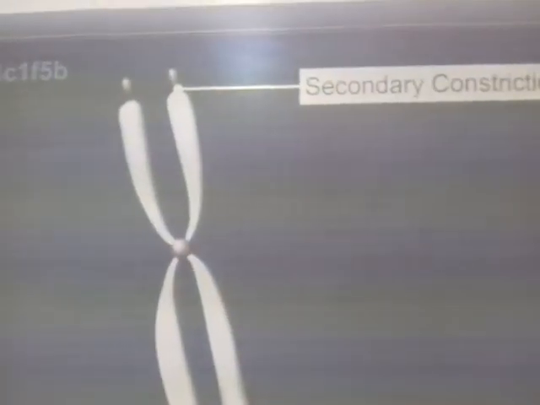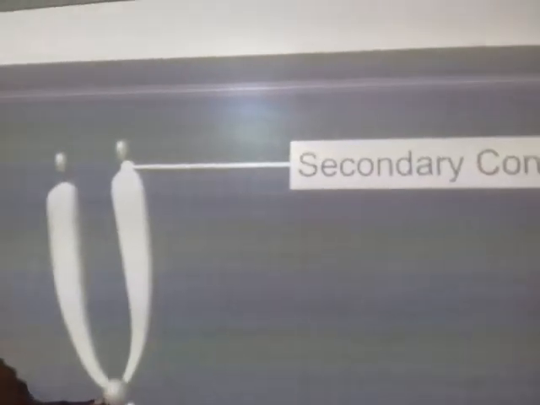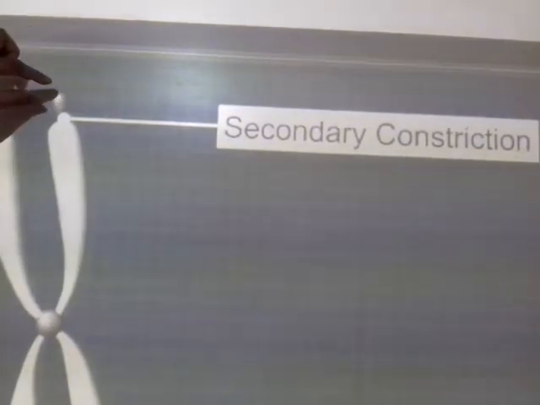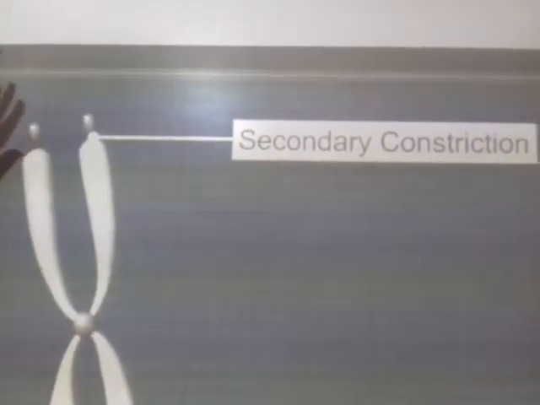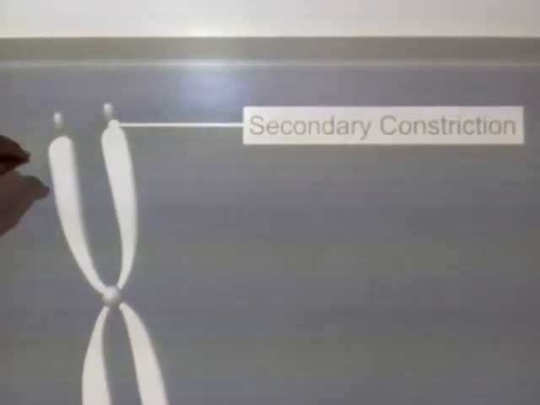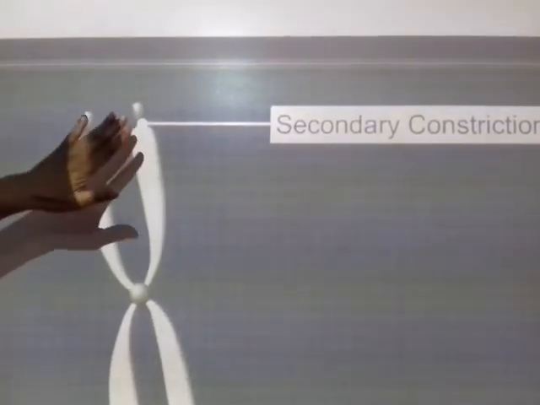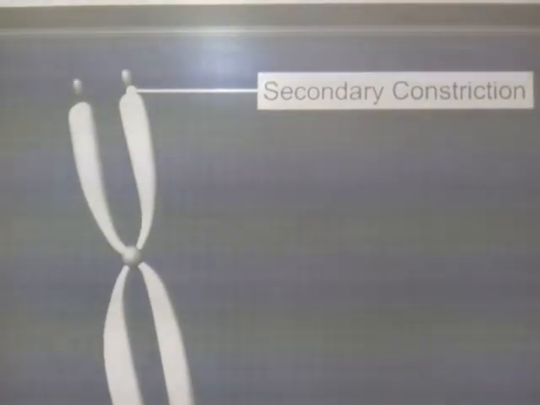Now, the chromosome with the secondary constriction: you can see this is the primary constriction, this is the secondary constriction. Above the secondary constriction, a region is there. This is called the SAT chromosome or the satellite chromosome. These are found in human chromosome pairs 13, 14, 15 and 21 and 22. We find this type of SAT chromosomes.